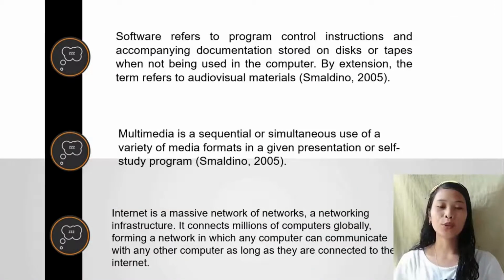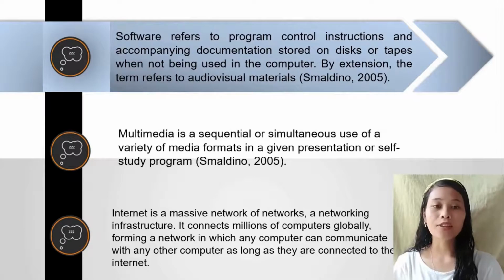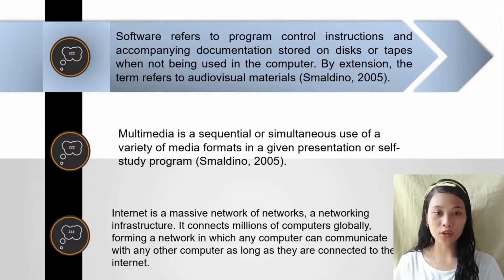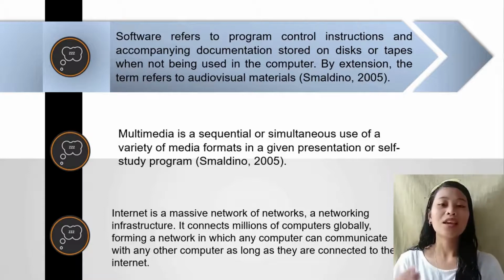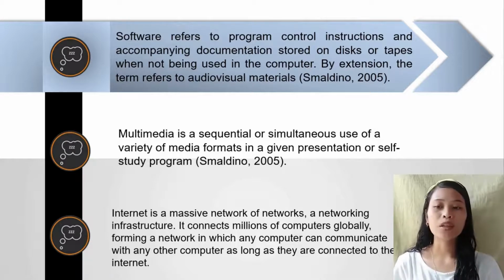Next is software. When we say software, it refers to program control instructions and accompanying documentation stored on disks or tapes when not being used in the computers. Software is a set of instructions, data, or programs used to operate computers and execute a specific task. It is a generic term that refers to the applications, scripts, and programs that run on devices. Examples of software are Microsoft Word, Microsoft Excel, browsers, Chrome, and many more.